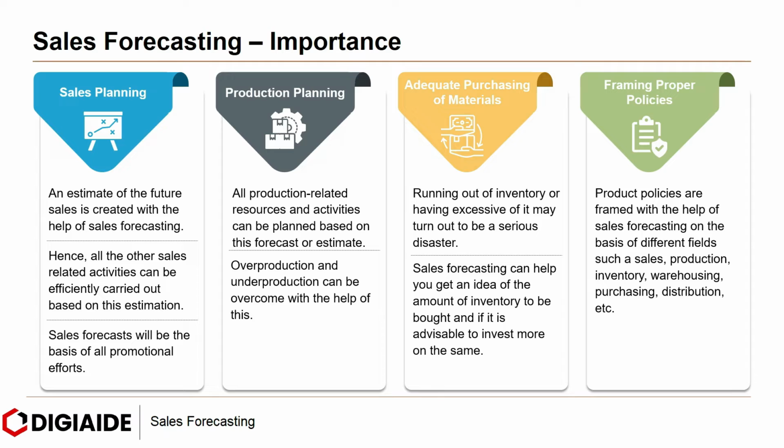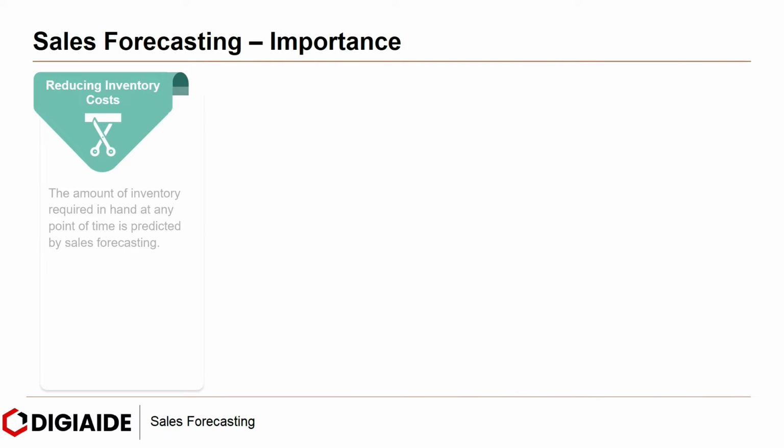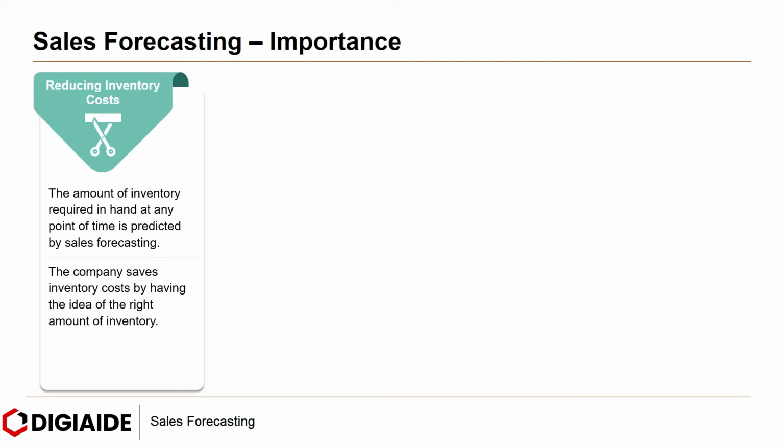Next, it helps in framing proper policies. Product policies are framed with the help of sales forecasting on the basis of different fields such as sales, production, inventory, warehousing, purchasing, distribution, etc. Next, reducing inventory cost. The amount of inventory required in hand at any point of time is predicted by sales forecasting. The company saves inventory cost by having the idea of the right amount of inventory.